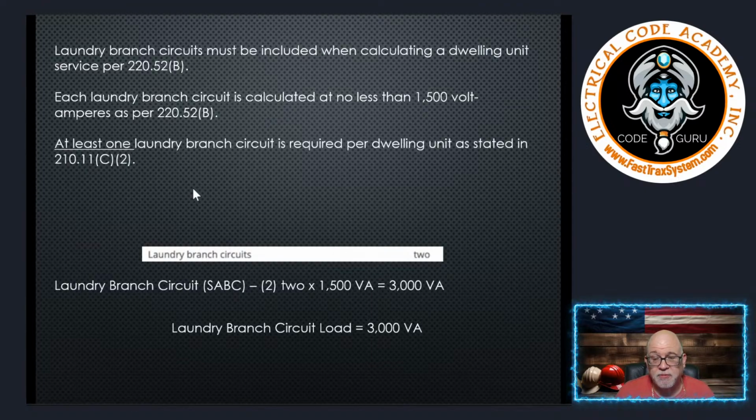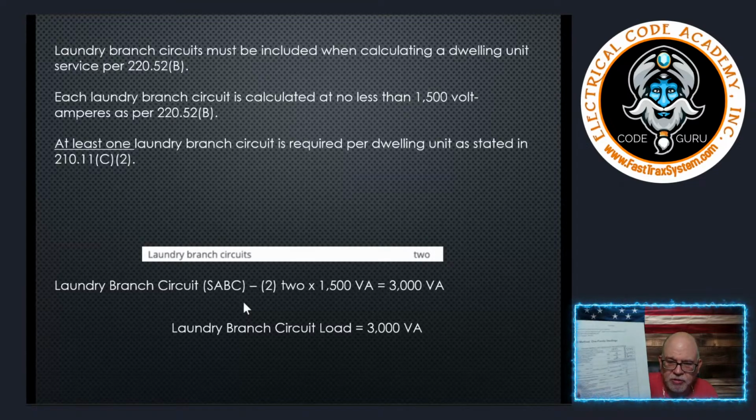220.52(B) told us that it was 1500 VA for each 2-wire laundry circuit. Okay, 2-wire being hot and neutral. All right, and we had 2 of them, so pretty straightforward. 2 times 1500 is 3,000. So I'm going to write that down. I've got 2 of them, and then I'm going to put down 3,000. Pretty straightforward on our form.